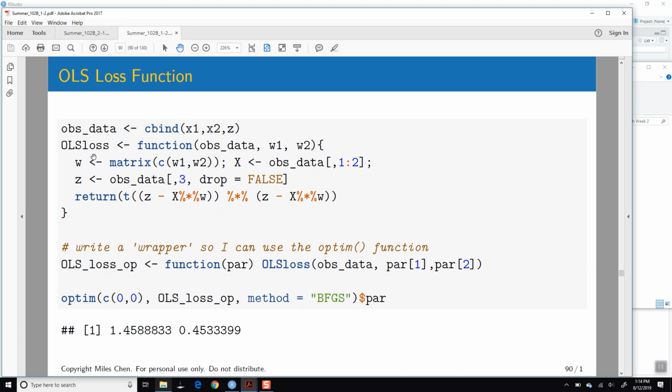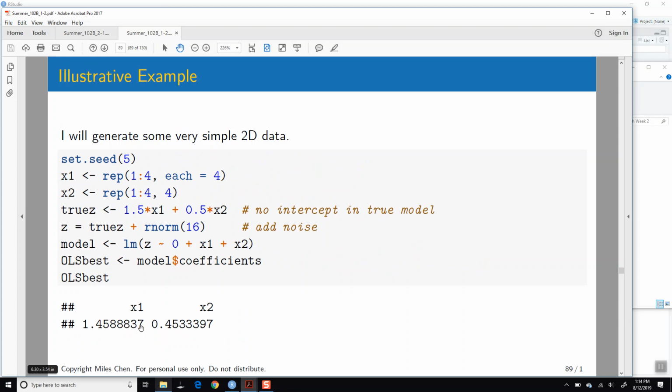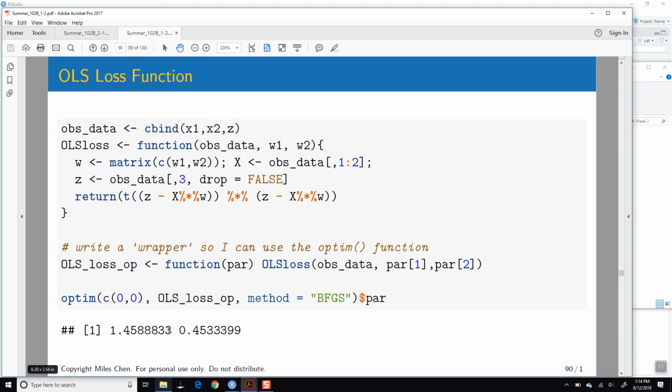In this case, OLS loss is a function of the data that we have plus the coefficients W1 and W2. When I plug this into R's function optim, I started off at 0, 0, and it searches and finds the W1 and W2 that will minimize the sum of squared residuals, which is what OLS returns. They are 1.4588833 and 0.4533399, which is pretty much exactly the same as these values here, just off by some machine error. Yeah. Why is that?